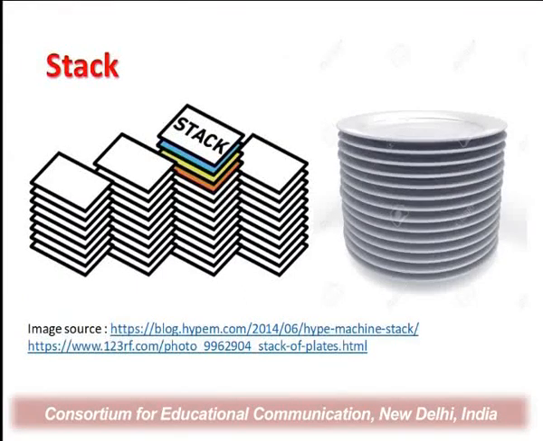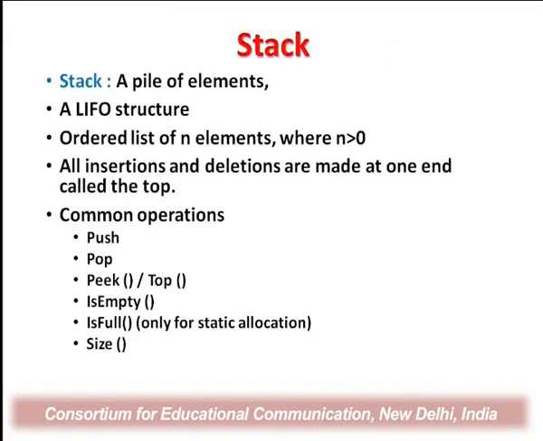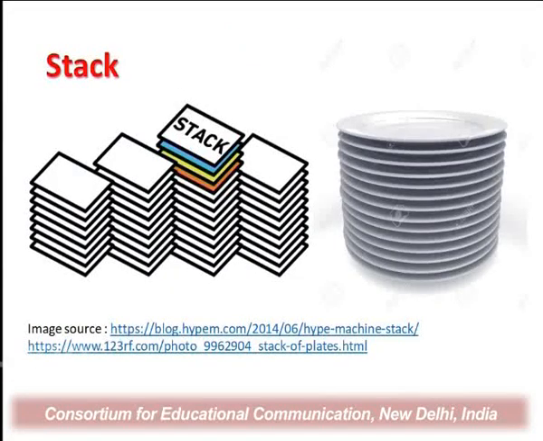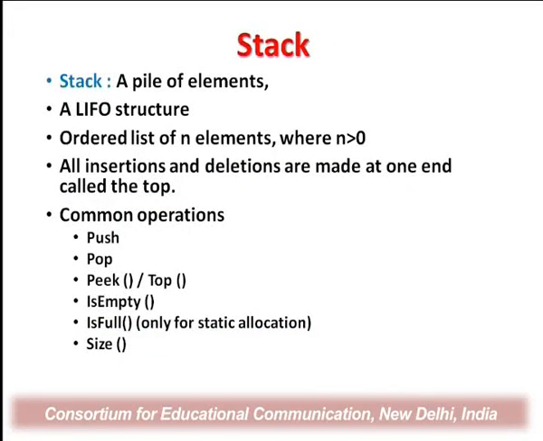In the list of linear data structures, the first data structure which is very popular and very useful is the stack. So, what is a stack? A stack is basically a pile of elements. As you can see in the figure, it is a pile of books, or a pile of plates. Now, these elements can be integer type or character type or whatever type they can be. Basically, it is a LIFO structure. LIFO means last in, first out.